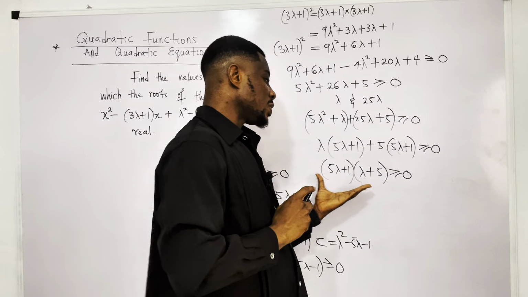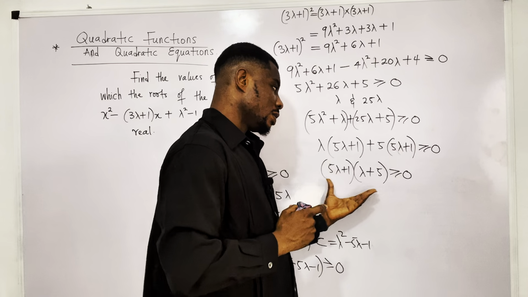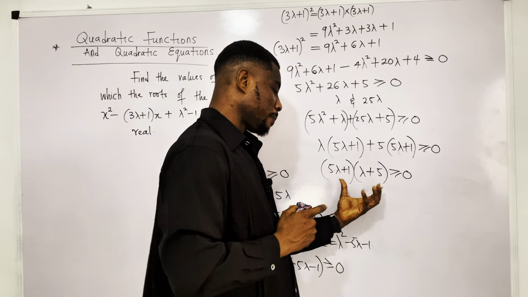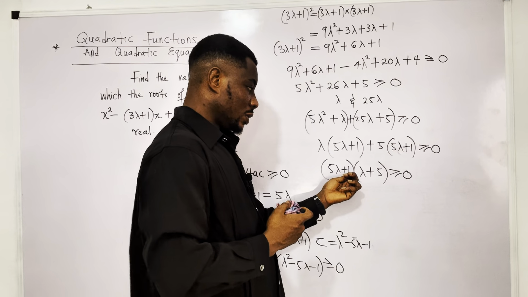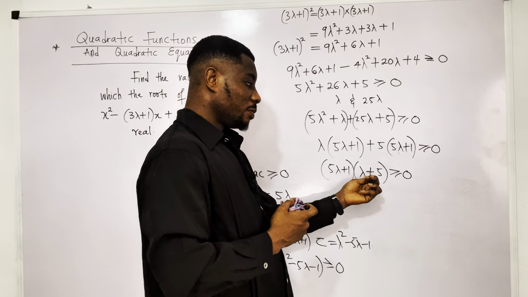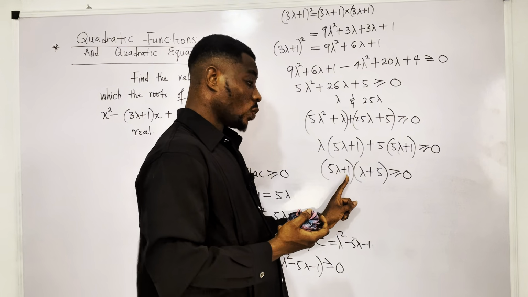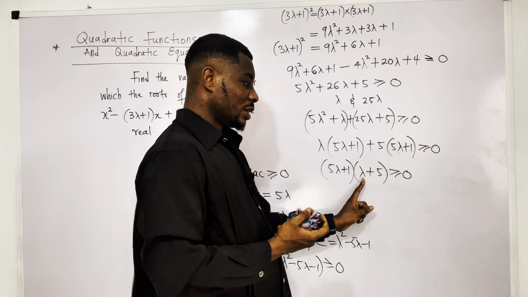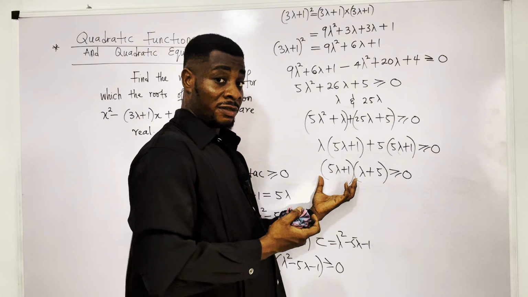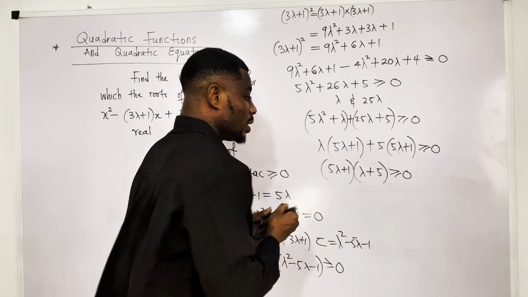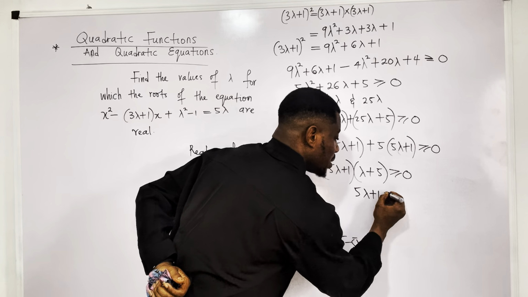Of these two terms, the smallest term takes the sign. Which of the two terms is the smallest here? 5 lambda plus 1 or lambda plus 5? If I place lambda at 0, what will be left here is 1, and here what will be left is 5, which means lambda plus 5 is bigger than 5 lambda plus 1. So in that case, the smallest takes the sign.